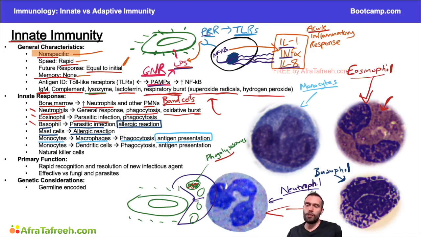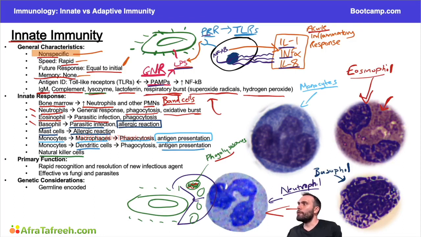Now, monocytes don't just turn into macrophages, they can turn into dendritic cells, which are also antigen-presenting cells. So just keep that in mind. When we talk about antigen-presenting cells, the dendritic cell is kind of like the poster child for that whole process. So remember, dendritic cells can come from monocytes as well. Then we also have things like natural killer cells, which I'll talk a lot more about when we start to talk about major histocompatibility complex and that type of thing. So we won't go into too much detail on that here.